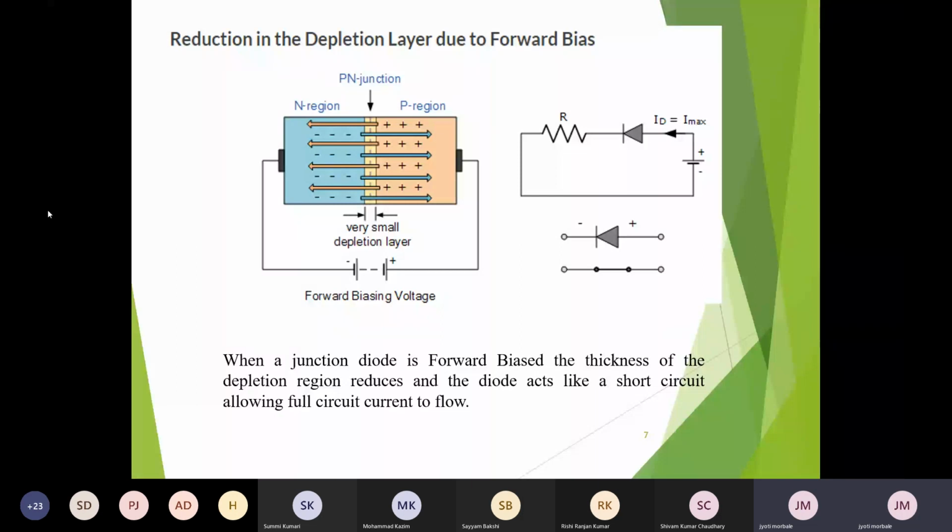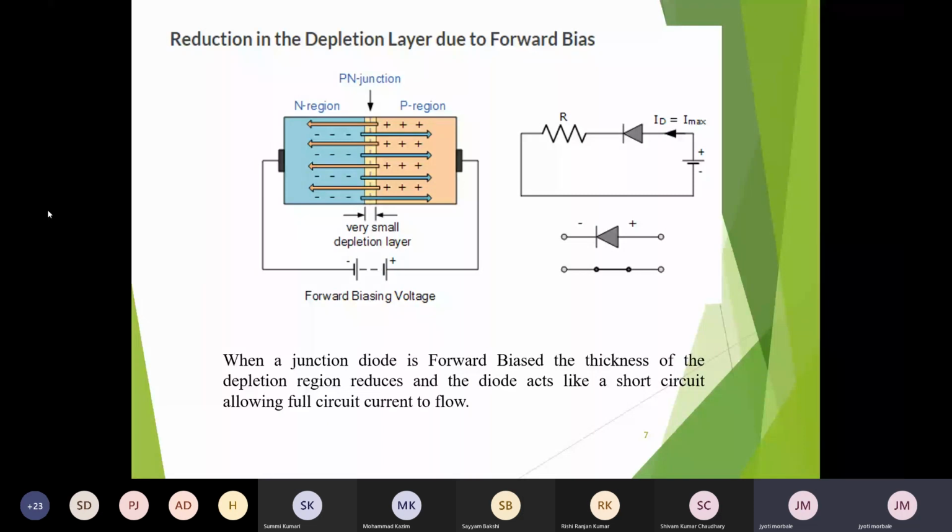Now, what happens when the diode is in forward bias? See, due to forward biasing, the negative terminal of the external source is connected to the N region. Now the free electrons from the N side are pushed towards the P side because opposite sides attract. N is connected to the negative terminal, P is connected to the positive terminal. So there will be a force of repulsion between the P region and the positive terminal of the battery and between the N region and the negative terminal of the battery.